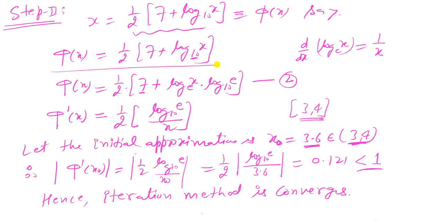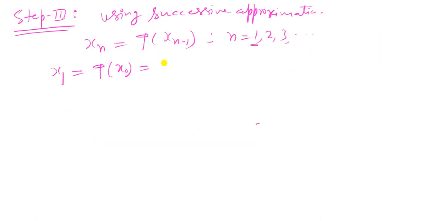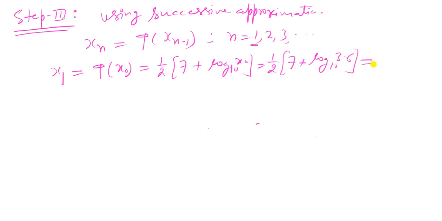Phi of x is 1 upon 2 (7 plus log x at base 10). So this is equal to 1 upon 2 (7 plus log x naught at base 10), and this is equal to 1 upon 2 (7 plus log 3.6 at base 10). Simplify this with the help of the calculator, then this is equal to 3.778, correct to 3 decimal places.